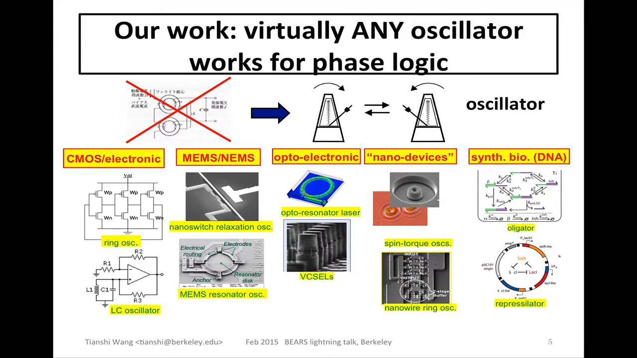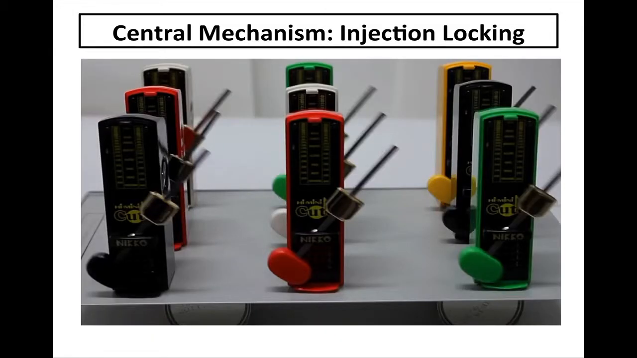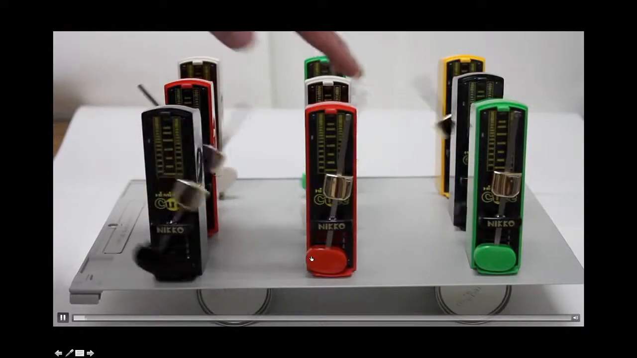Our research has enabled a wide variety of oscillators for computing, including those in CMOS, in MEMS, optical ones like lasers, and other nano devices like spin-torque oscillators. Many of these are nanoscale. They oscillate at very high frequency, they can be integrated, and they consume very little power. And the mechanism behind using these oscillators for computing is injection locking. And here is a short video showing just a flavor of what this means.